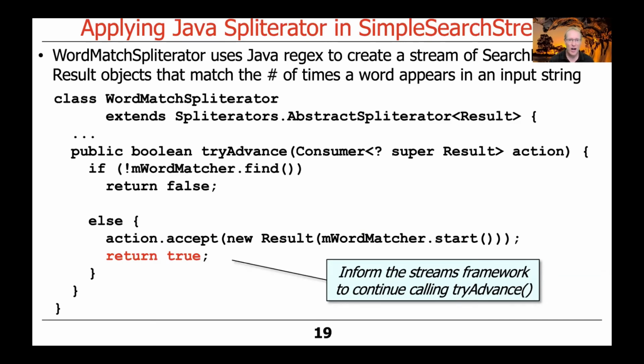So you can see how tryAdvance is taking advantage of Java regular expressions and the powerful pattern matching features built into that class, to that package, in order to be able to find matches for the words, not substrings, but the words that happen to be in the input. And it's being passed back, and then the streams framework will use that to go ahead and create a stream, which in this case will be a sequential stream.